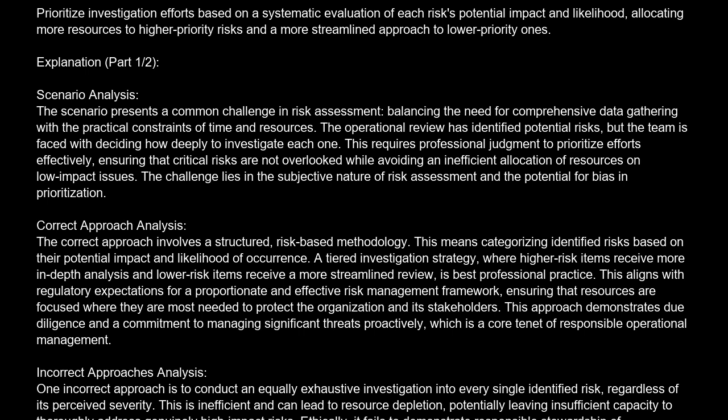This approach demonstrates due diligence and a commitment to managing significant threats proactively, which is a core tenet of responsible operational management. Incorrect approaches analysis.